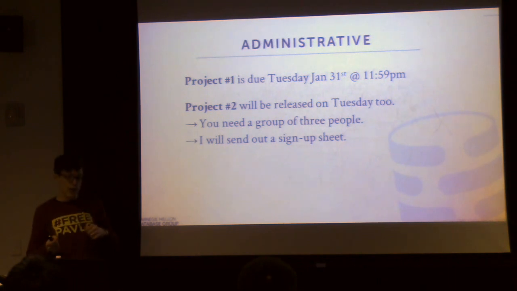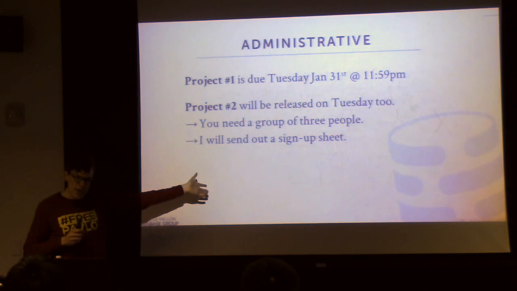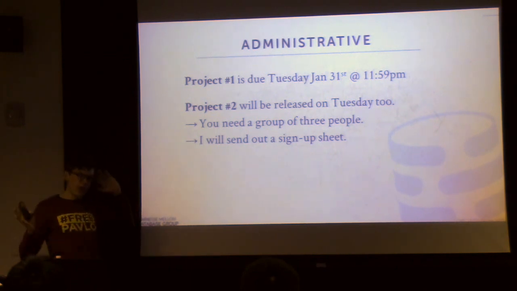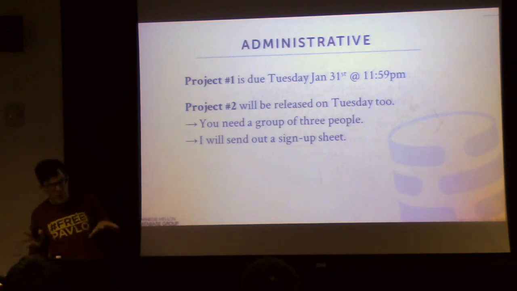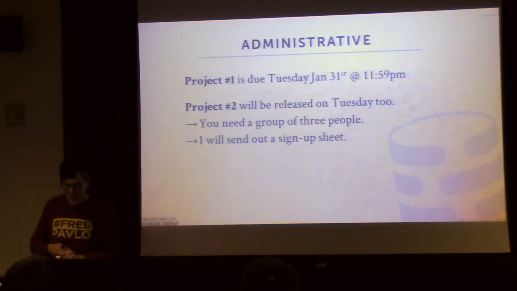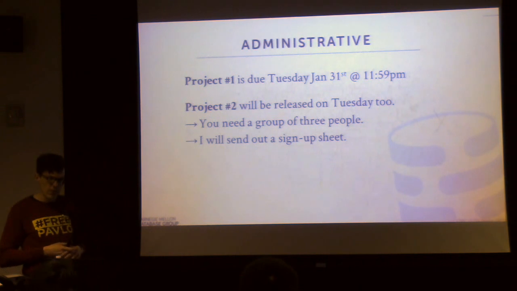I'll say it's also very likely that whatever group you use for project number two is probably the group you'll use for project number three. Last year we had some issues, some people got in some fights, it got kind of ugly, so we had to split them up. You guys seem much nicer than last year, so let's try to avoid that. If I have to intervene, I will, but this is the group you'll be working with for the next couple months to finish up the semester.